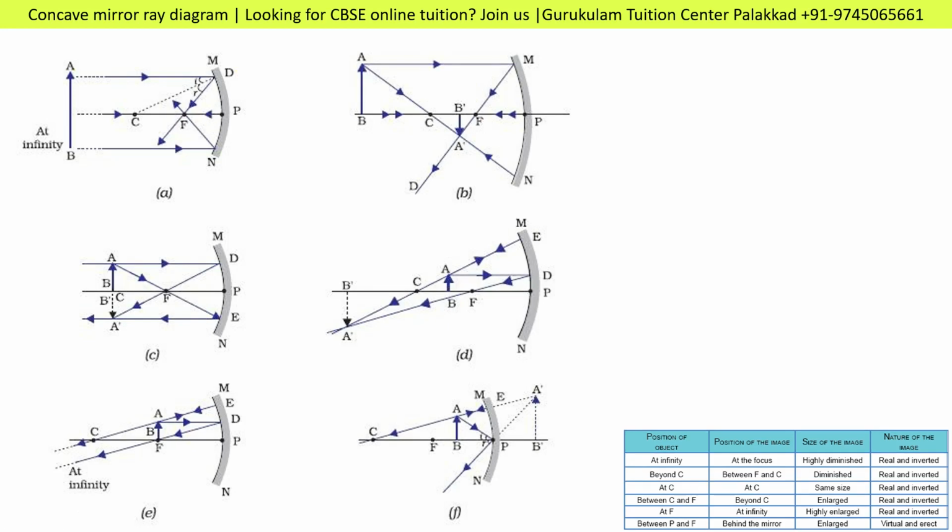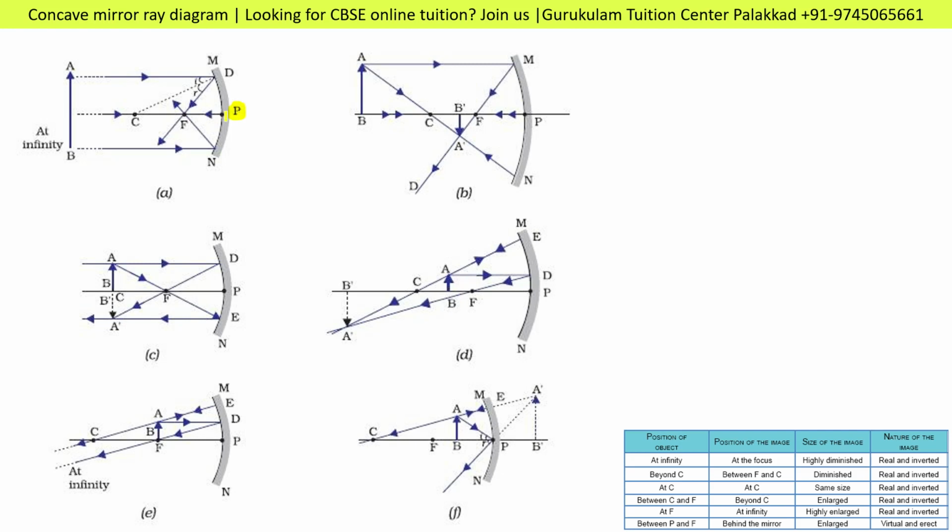So in this video we are going to discuss the 6 ray diagrams of a concave mirror. If you have not watched our previous videos, please watch them, then only you will get an idea about what we are discussing in this video. For easy understanding, we are discussing some of the highlights from the previous videos. So these points are like what?